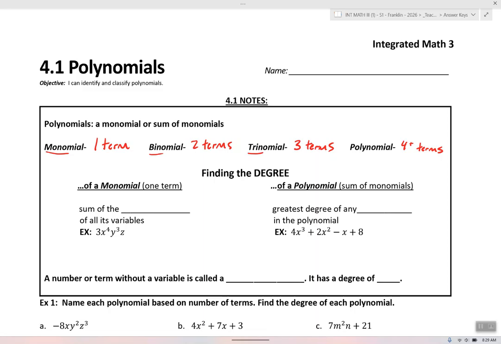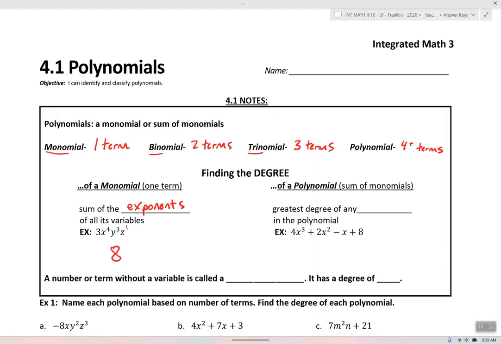Okay, so one thing we can do with these is find the degree of a polynomial. And if we just have a monomial, or each term of a polynomial can also have a degree, we just add up all of the value of all of its variables, the value of the exponents. So we add up all the exponents here. For example, in the monomial, the single term polynomial, 3x to the fourth, y to the third, z, we can add up all the exponents and find the degree. So the degree here is 4 plus 3 plus 1, which is 8. Has a degree of 8.